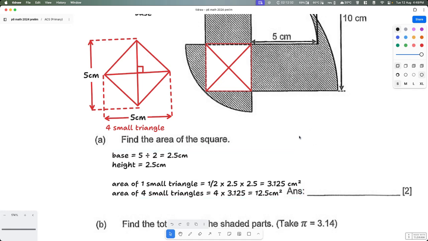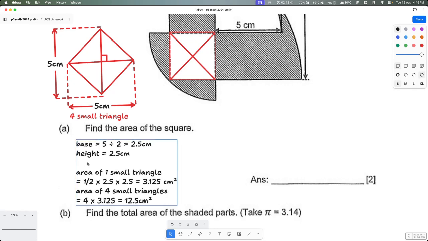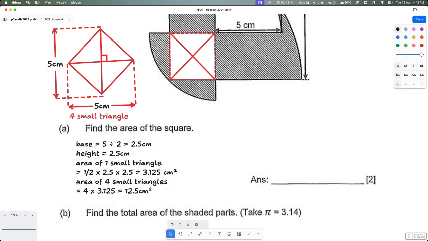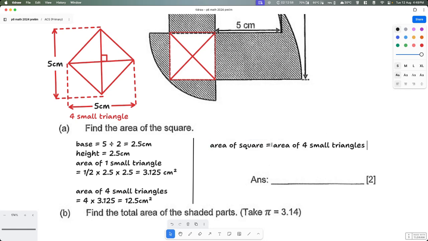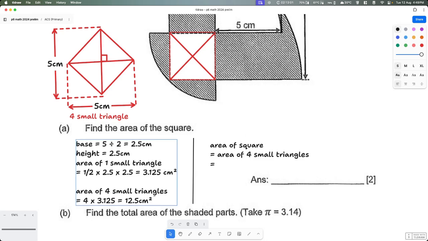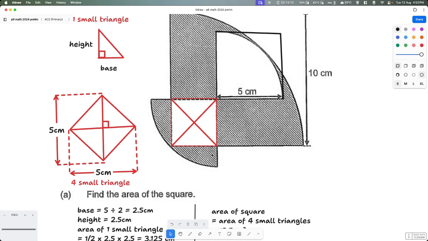So that means the area of this square. I'm going to draw a line. Maybe I'll do this. Yeah, it's much better. So from here, I think we can get the answer: 12.5. There you go, that's the answer. I'm just going to write something small here that says area of square is equal to area of four small triangles, which is then equal to 12.5 centimeters square. There you go, that's the answer to this.